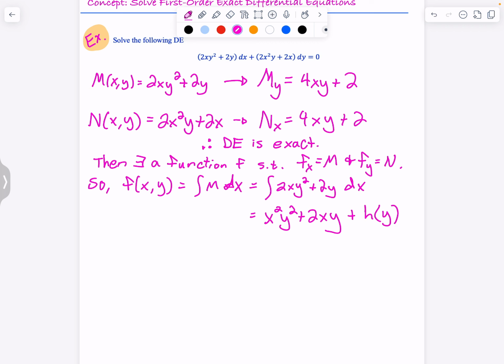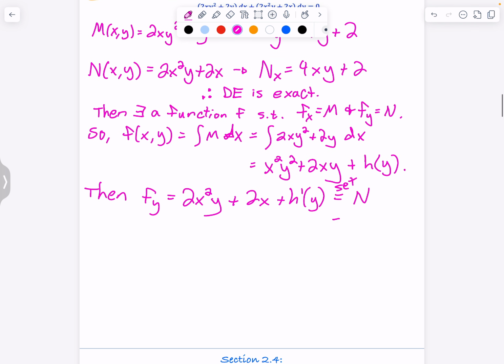Because this is my M that I took the derivative of with respect to x, so there could have been a y out there. Okay, then I'm going to go ahead and find the partial of my new function with respect to y, so I get 2x squared y plus 2x plus h prime of y, and then we set this equal to N. N is 2x squared y plus 2x. And you can see this should happen if it's exact.